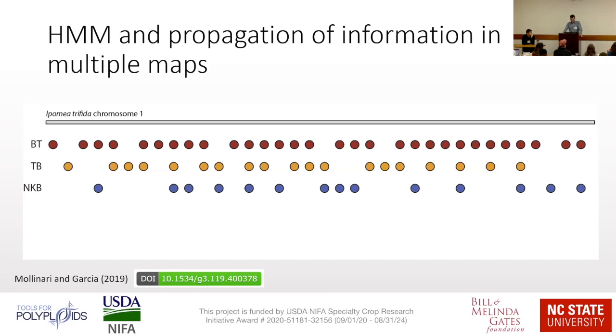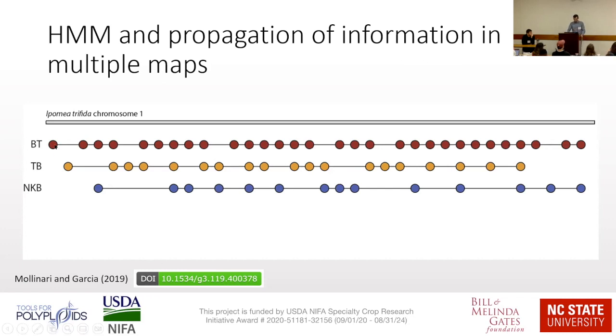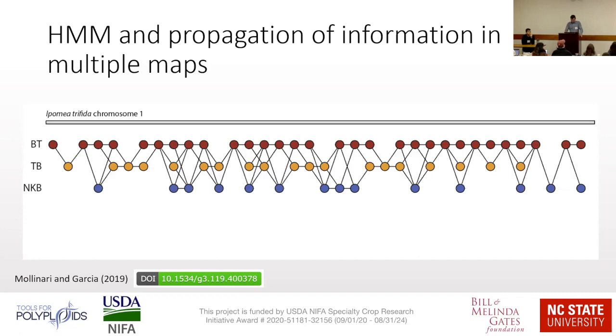So in this case, if we have 3 separate maps, the propagation of information would be like this. You see, we have our first population BT, with more markers. Each one of these dots represents markers, or information in a more general sense. And we have TB in an intermediate situation with fewer markers, and we have NKB with fewer markers. If you want to join all these maps, you want to propagate your information in something like this.